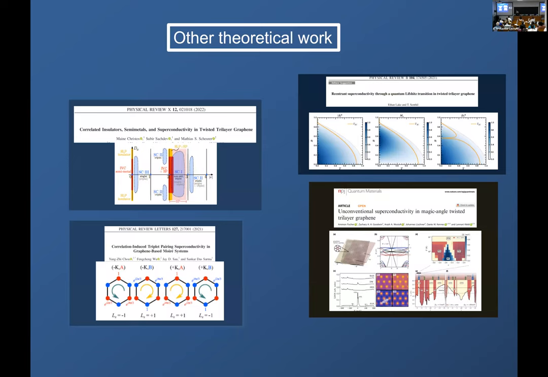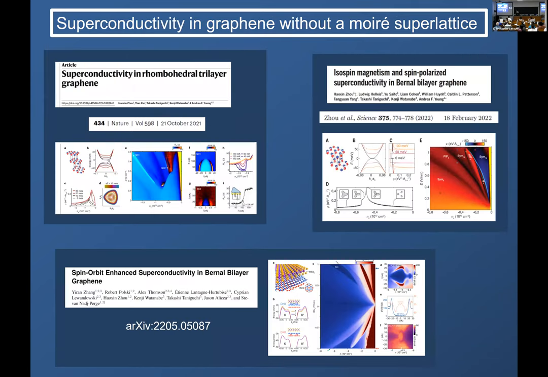Okay, these are other theoretical works. Some of them are actually very close to the one I have presented to you, because they are based on the same diagrams. So it tends to reaffirm our opinion that long-range interactions play a crucial role in the superconductivity of twisted bilayer graphene.